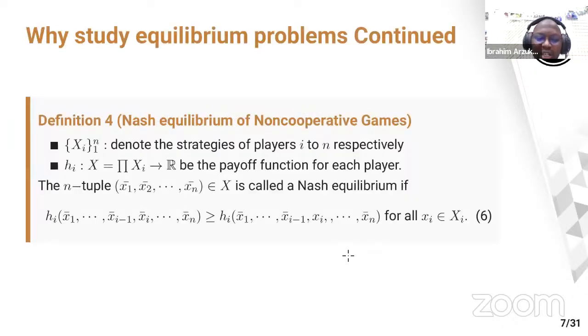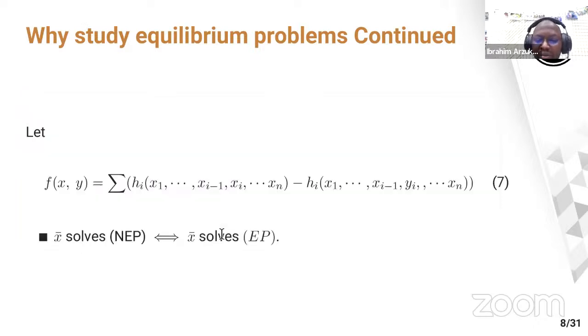Thirdly, this is an example in Nash equilibrium, which is of non-cooperative games, where these denote the sets of strategies of the players 1 to n respectively, and h_i denotes the payoff function of each player. Then this n-tuple is called a Nash equilibrium if this condition holds. This problem can also easily be formulated as an equilibrium problem as in equation 7.